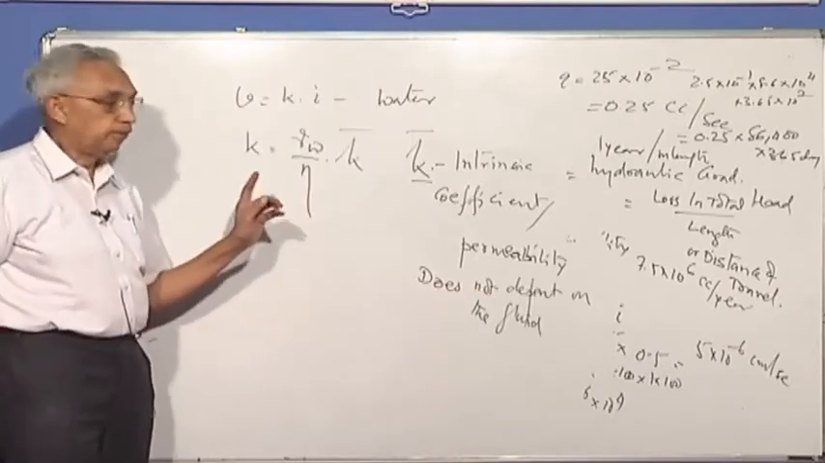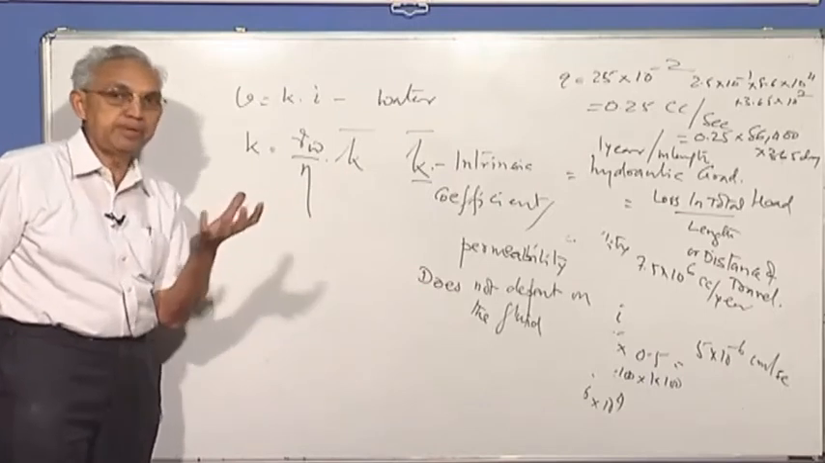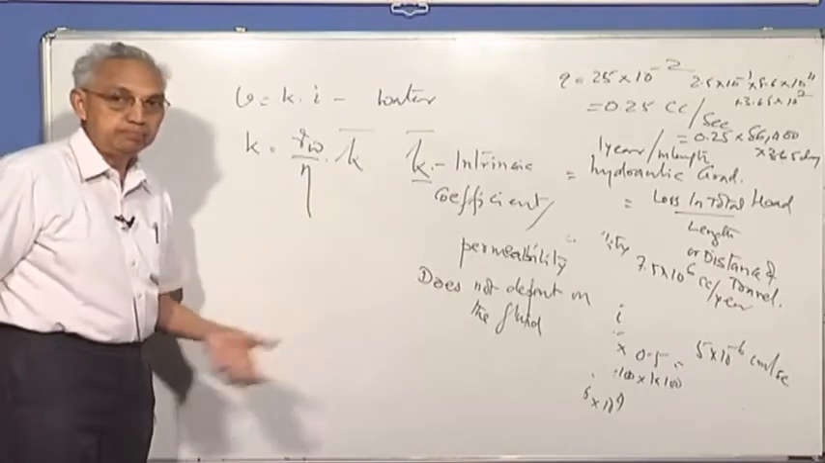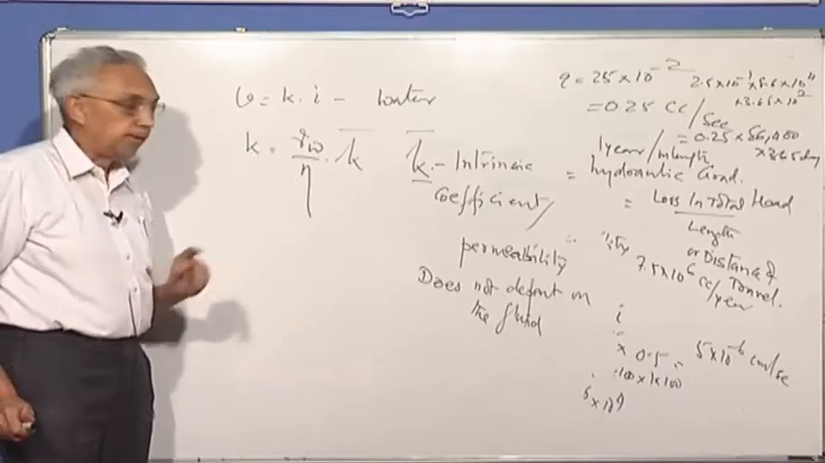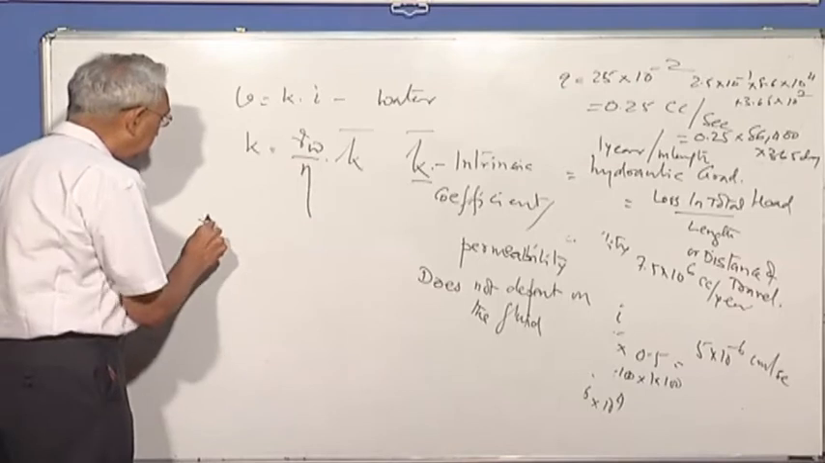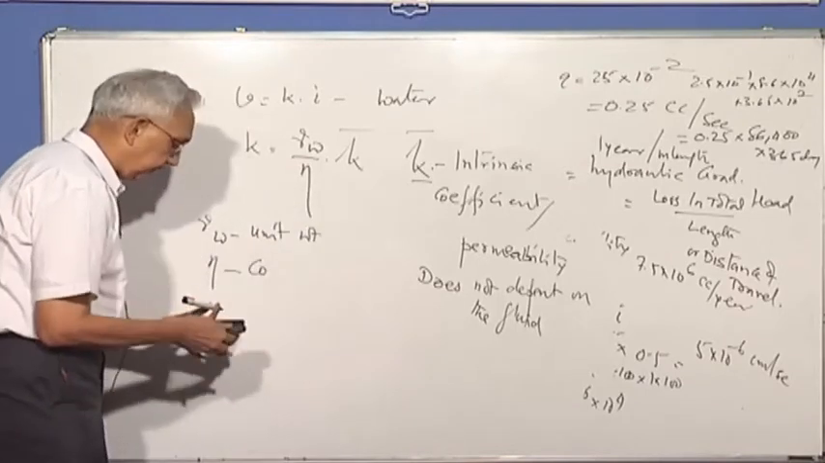So the coefficient of permeability depends on a soil characteristic which is dependent on the void space, the path, etc., and the fluid properties. And this is gamma W, the unit weight, and eta is the coefficient of viscosity.